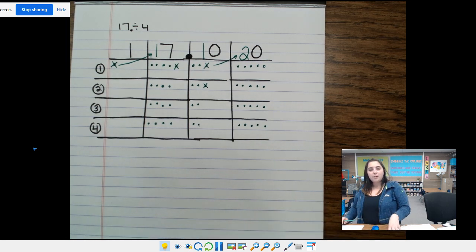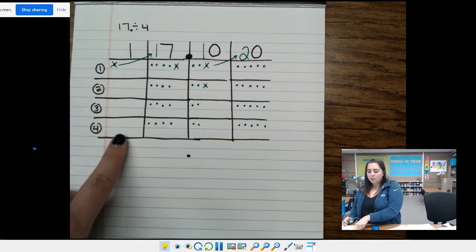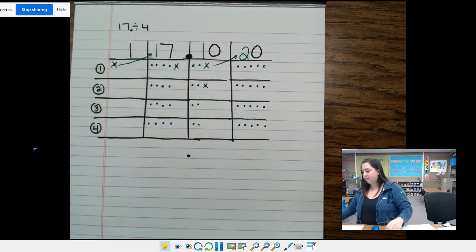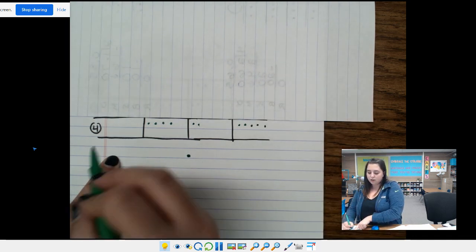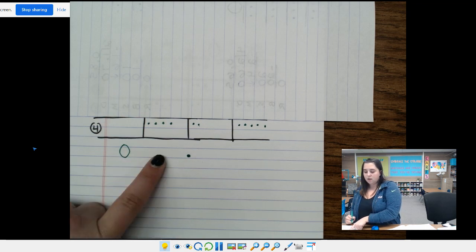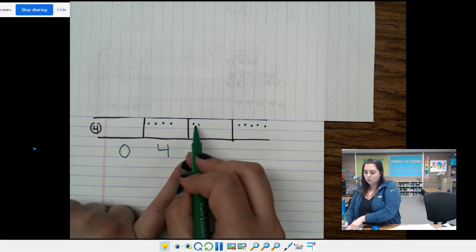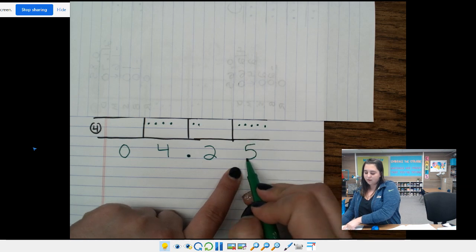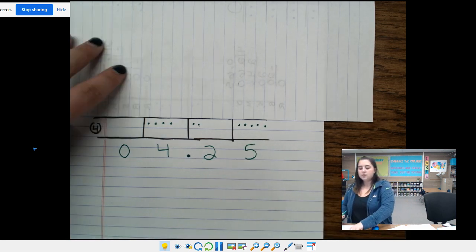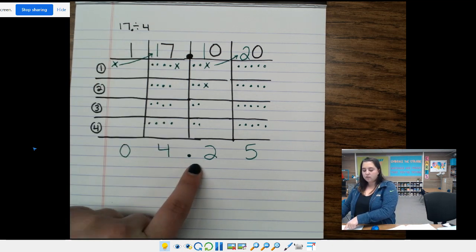All right, because it came out evenly, let's check. I'm going to add that decimal here so I don't forget it. How many 10s did each group have? And if it helps you, I don't really have a blank piece of paper. But let's look at one of those groups. Nothing here. I could add a 0. It's not needed. How many ones? 1, 2, 3, 4. How many tenths? 1, 2. How many hundredths? 1, 2, 3, 4, 5. So if this was money, $17 divided among 4. Everybody gets $4.25.